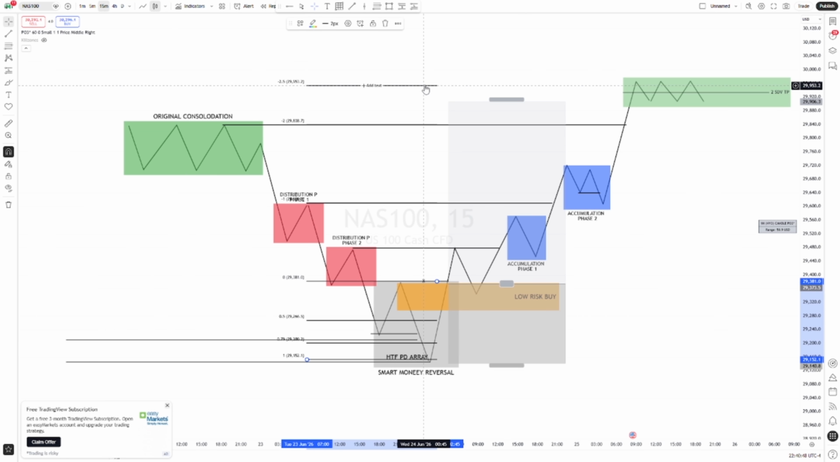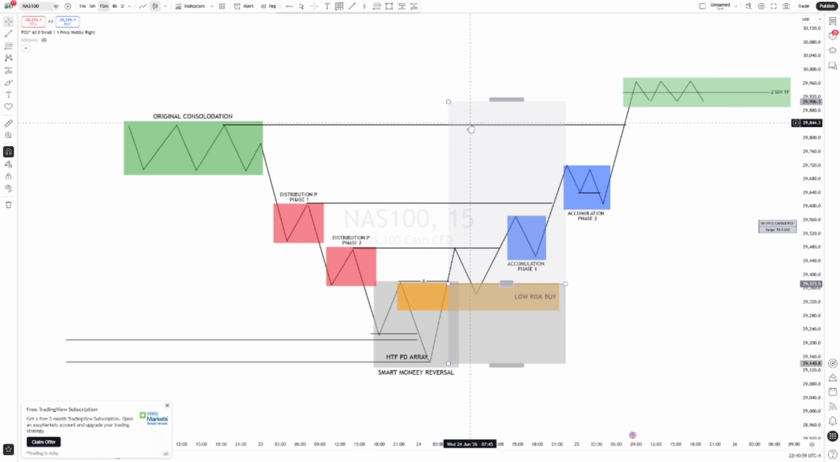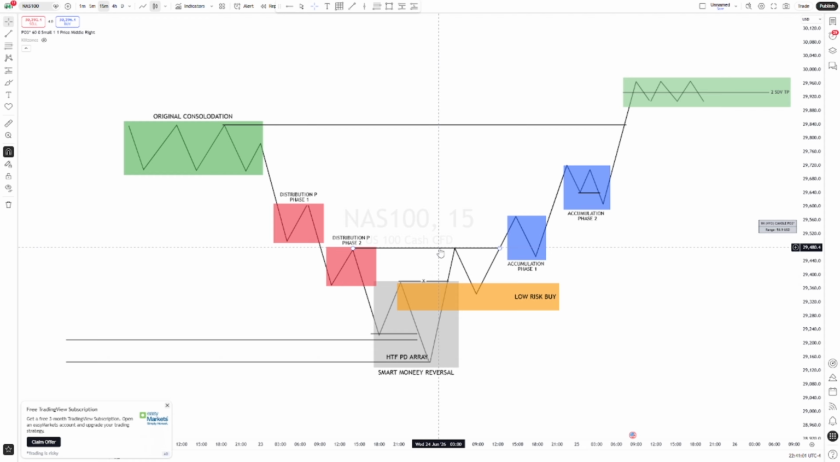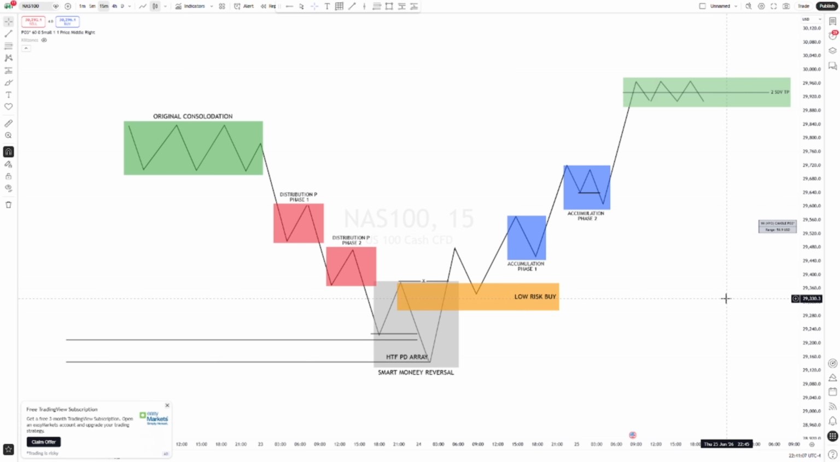Now, just to do a brief summary of what I said today, let me remove a lot of this drawing so that you can follow me. So what we have is our original consolidation. From our original consolidation, price can push to the upside, manipulate, then start to push to the downside.